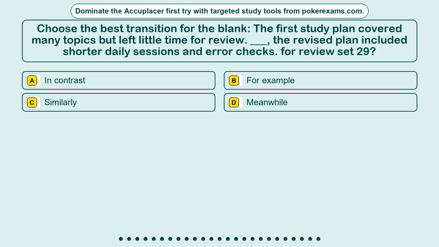Question 21. Choose the best transition for the blank. The first study plan covered many topics but left little time for review. Blank. The revised plan included shorter daily sessions and error checks. For review set 29. Option A. In contrast. Option B. For example. Option C. Similarly. Option D. Meanwhile.